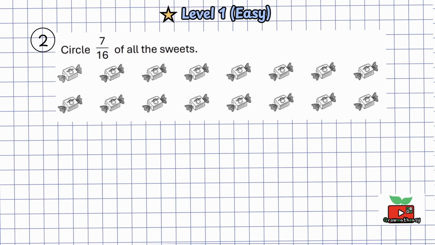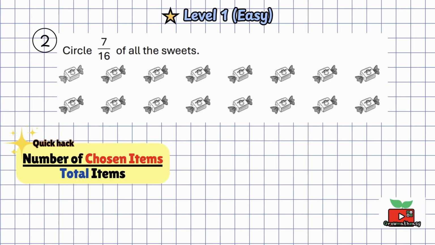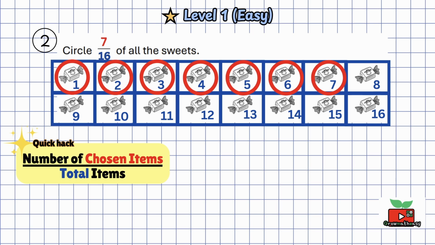Question 2. Circle 7/16 of all the sweets. First, let's count all the sweets. There are 16. That means the total sweets are divided into 16 equal parts, and each part is one sweet. Now we look at the top number of the fractions, which is 7. That means we need to circle 7 parts. Let's do that. So 7/16 of the sweets are circled.